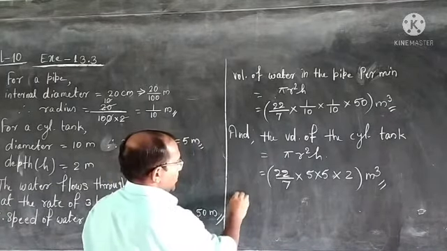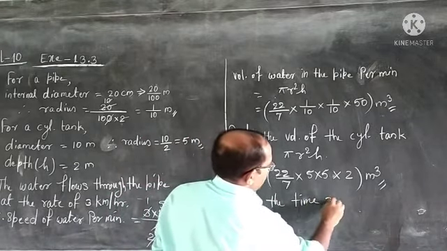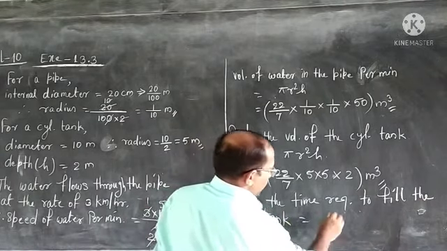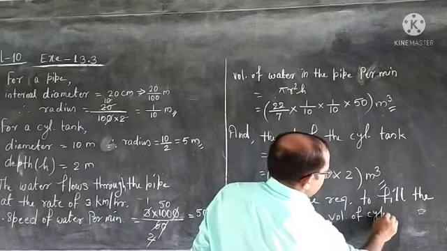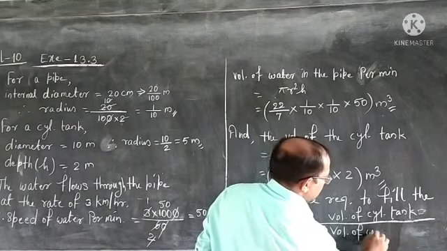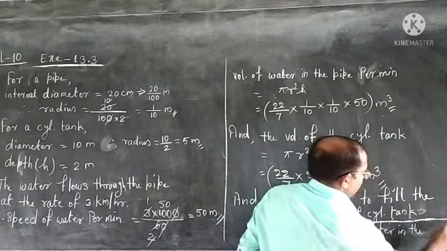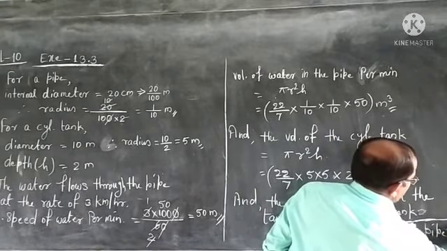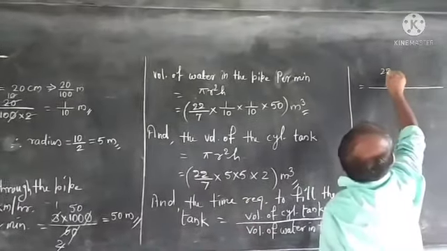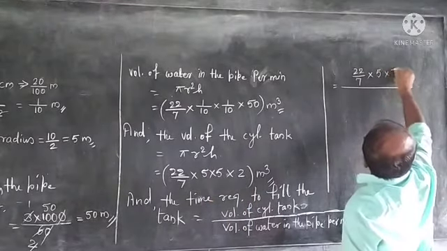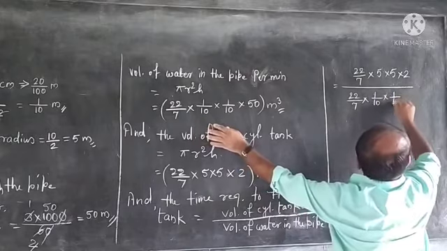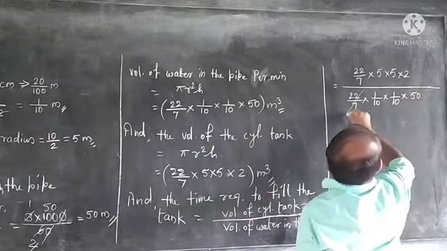Here we can find the time required to fill the tank, which is equal to the volume of the cylindrical tank divided by the volume of water flowing in the pipe per minute. We have both, we will just calculate. Volume of cylindrical tank is 22 by 7 into 5 into 5 into 2. Volume of water per minute is 22 by 7 into 1 by 10 into 1 by 10 into 50. 22 by 7 is gone.